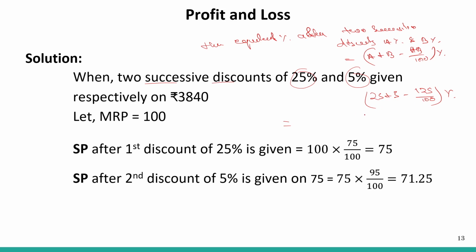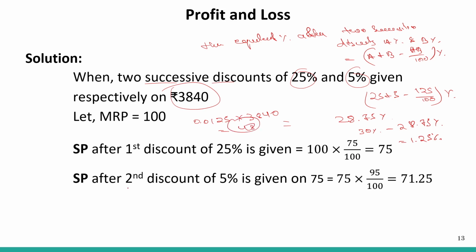So this will be equal to 1.25 percentage, right? So it will be equal to 28.75%. So what is the difference? 30% minus 28.75% is equal to 1.25%. So 1.25% of this much amount is equal to what? 0.0125. This much into 3840 is equal to 48.